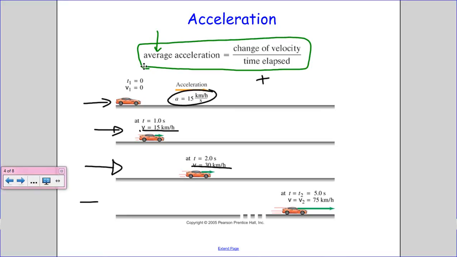And you can do that for any time. So over here, it's a time of 5 seconds. If we were to do this out, it would be 15 kilometers per hour in the 1st second, 15 in the second second, 15 in the third, 15 in the fourth, and 15 in the fifth. And this equals 75 kilometers per hour. So for each second, the car's velocity increases by 15 kilometers per hour.